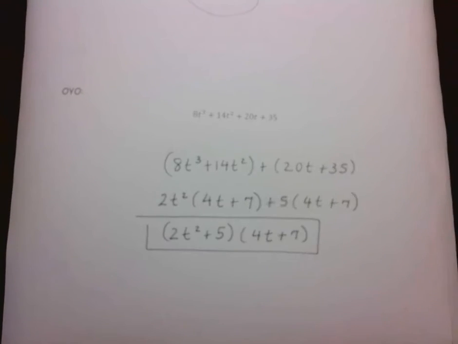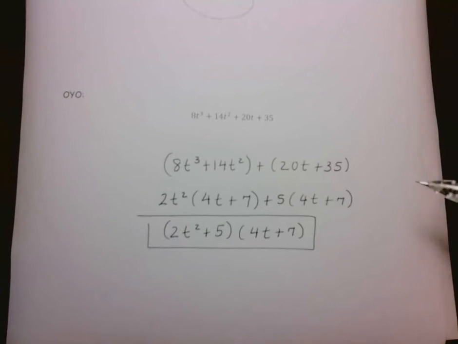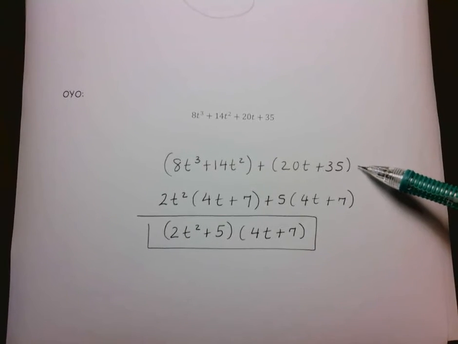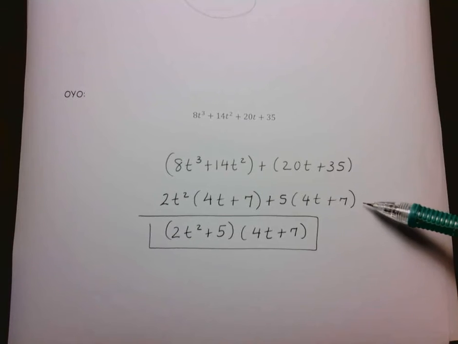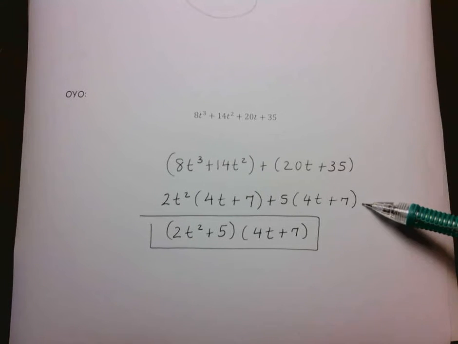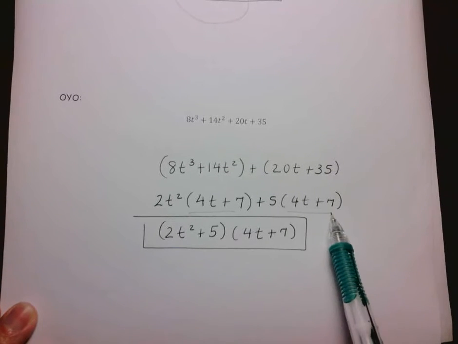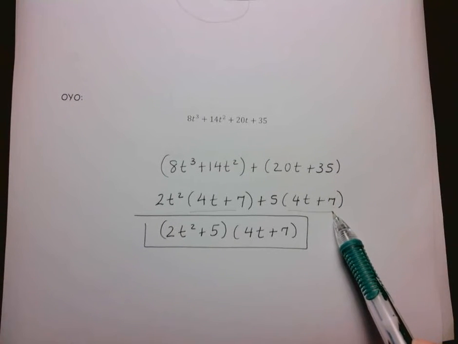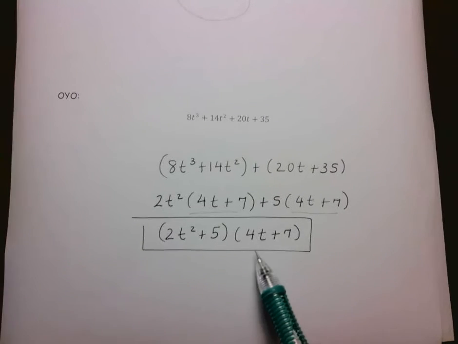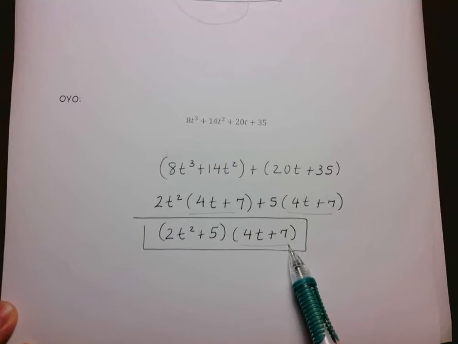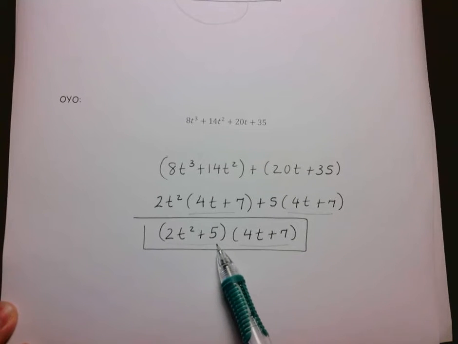And here's the answer. I rewrote the polynomial as a sum of 2 groups. I factored out the greatest common factor from each group, and once I did so, I was left with a common factor of 4t plus 7 in each term. So I factored that out, and then this is what I was left with once I factored it out. So this is my final answer.